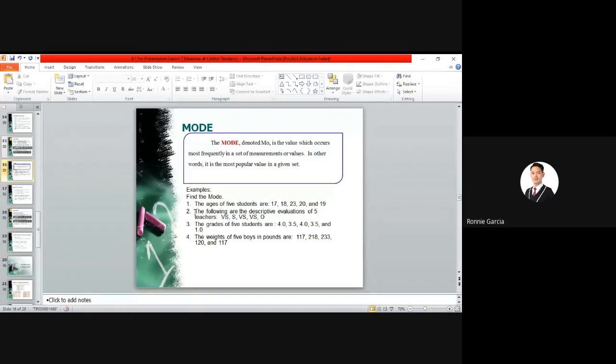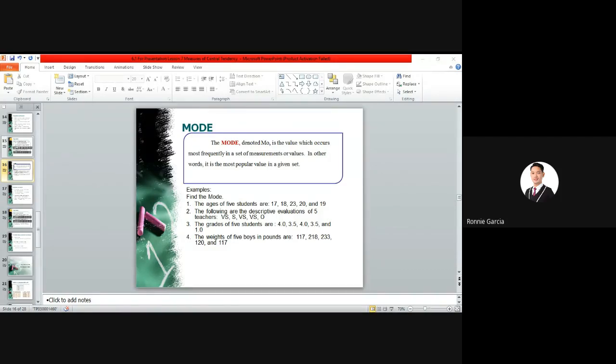Number 2, what is now the mode for the descriptive evaluations of the teacher? Of 5 teachers, we have VS or very satisfactory, very satisfactory. Katulo nagbalik ang VS, so the answer is VS. Number 3, the grades of 5 students. 4.0, 3.5, 4.0, 3.5, 1.0. Sir, bimodal. 4.0. Very good. It can happen, Miss Namok, that's correct.